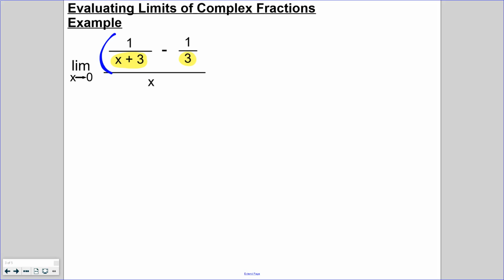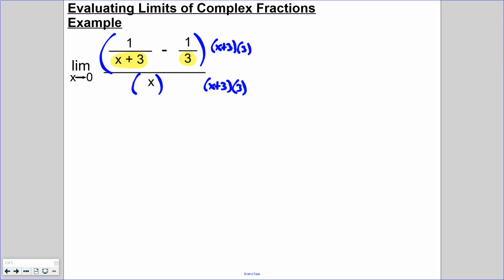Well, we're going to multiply both the numerator and denominator by the product of those denominators. So we're going to take the x plus 3 times the 3, and we're going to multiply it to the top and the bottom, since that won't actually change the fraction. And by doing this, we will hopefully be able to remove the complex part of the fraction and be left with just a normal fraction.